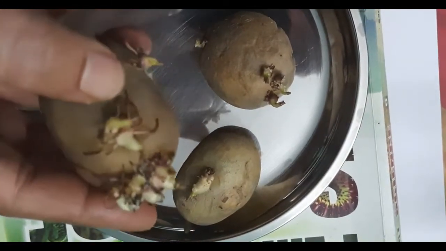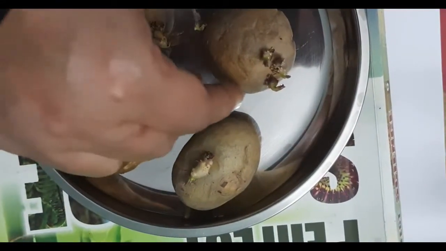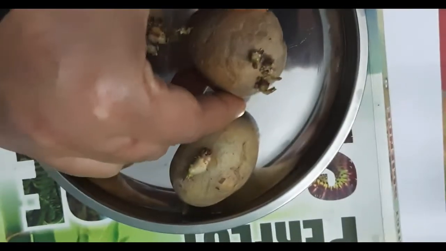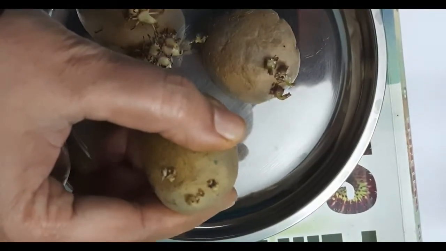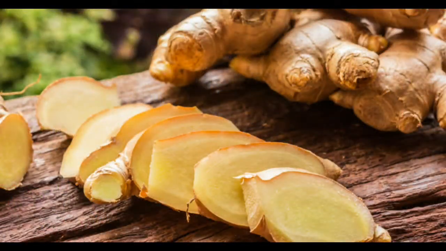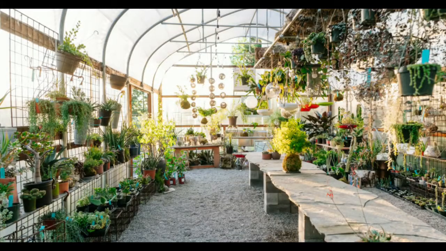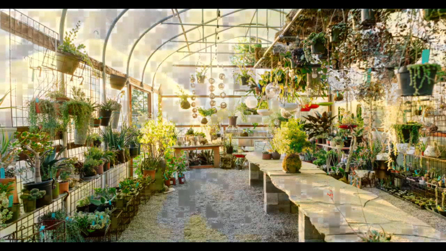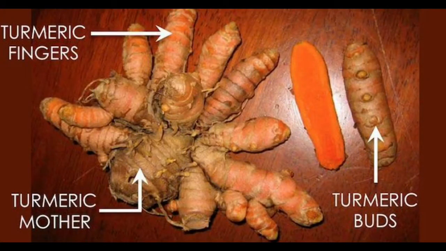Here I show you a few more potatoes. From these scars or the eyes, the buds have appeared and even the roots have been observed. If we place this in the soil, this will grow into new plants. Ginger and turmeric can also be grown the same way as the potato tuber. Here I show you the turmeric from the scars arising. Here I show you the buds growing from the turmeric tuber.